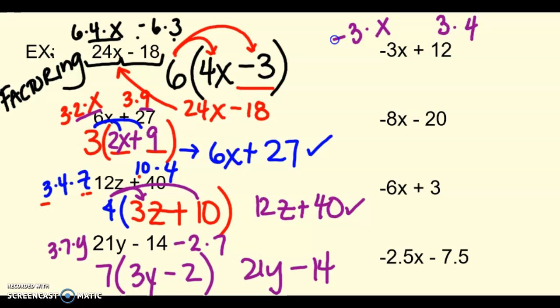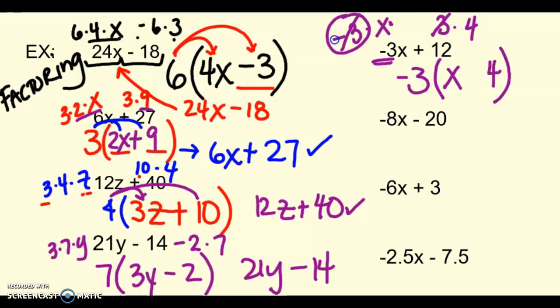Now when the front number starts with a negative, you're going to pull that out as the greatest common factor. So negative 3 is my greatest common factor. That means I've pulled it out of both of them. The first term just has this x left, and the second term has a 4. But think about your signs, like we just said in the hint. Negative 3 has to be multiplied by a negative 4 here in order to make positive 12.